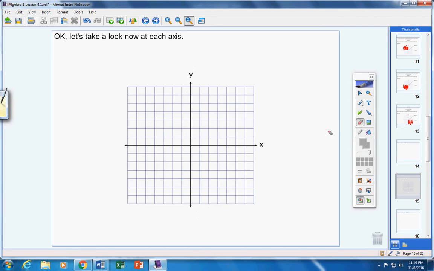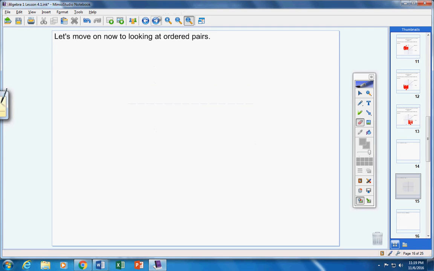Got it? Now on the x-axis, here's the origin. To the right of the origin would be your positive numbers. So we have a 1 for that tick mark, then a 2, then a 3, then a 4, then a 5, etc. Now going to the left of the origin would be your negative numbers. So this would be negative 1, this would be negative 2, this would be negative 3, negative 4, etc. Okay? So make sure you understand that about the x and y axis.